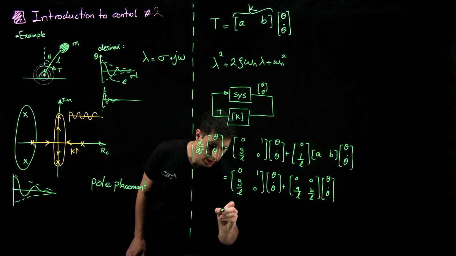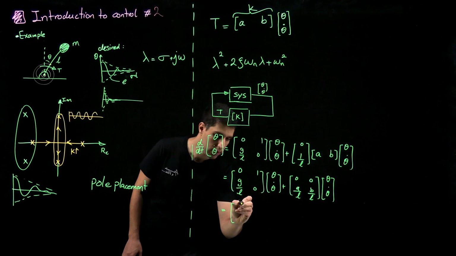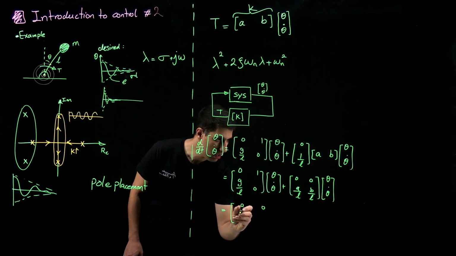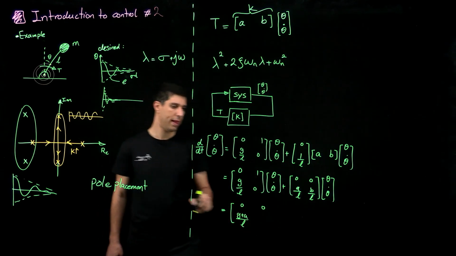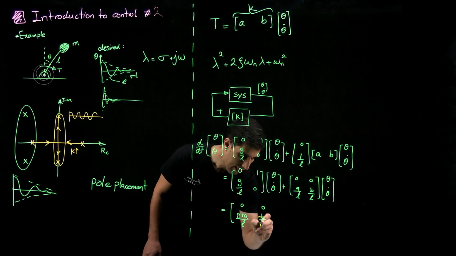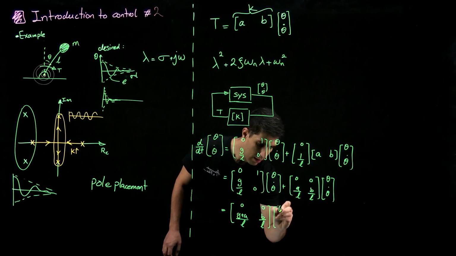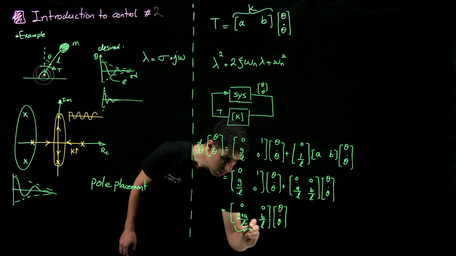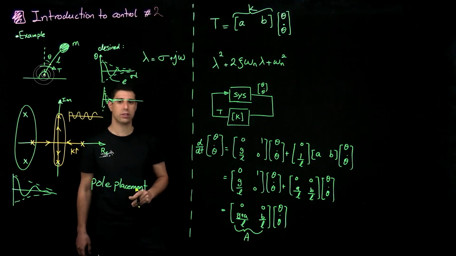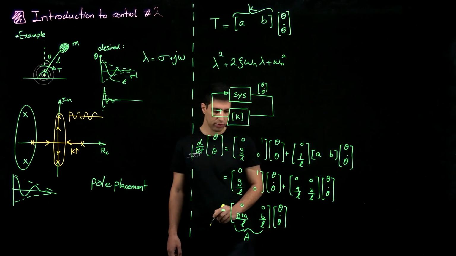And here I can factor out the state vector. So I have 0 and 0 here, G plus A over L and B over L, times theta, theta dot. And this is now my closed loop A matrix. What I want to do is find the eigenvalues of the system.